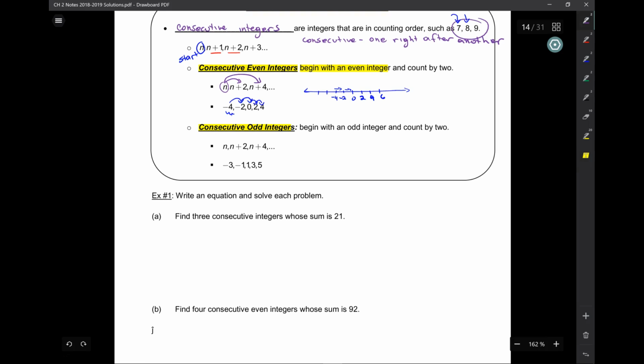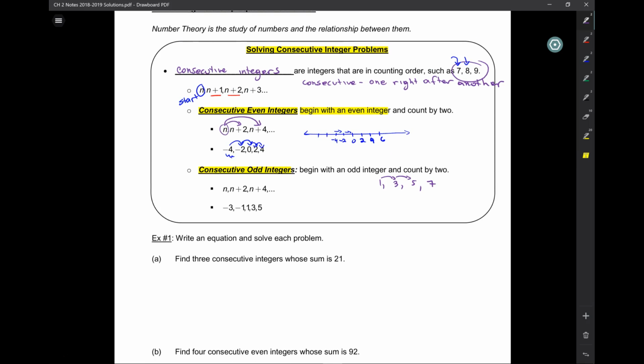So again, if I have 1, 3, 5, 7, how many am I going up each time? 2. I'm still going up 2. The difference is, here I started with an even integer and go up 2. Here I started with an odd integer and go up 2, right? So again, this is your first one, but now it's odd. And then you go up 2, you go up 4, and so on. So if I start at -3, suppose, again, it's on a number line.